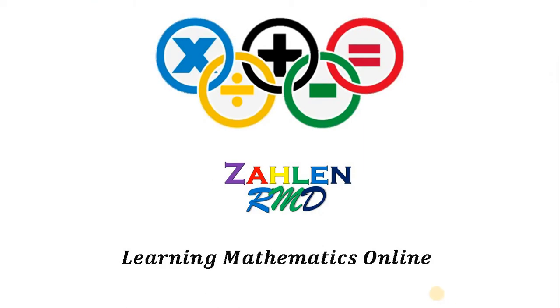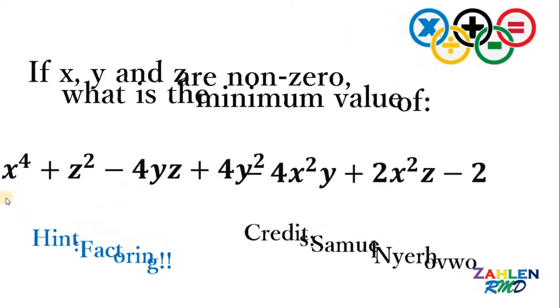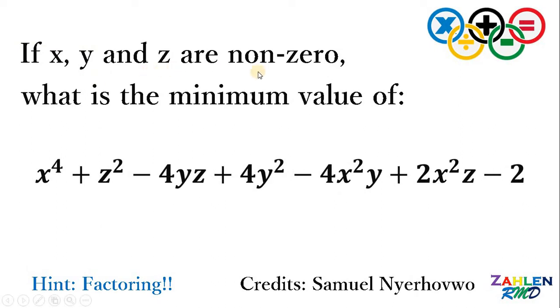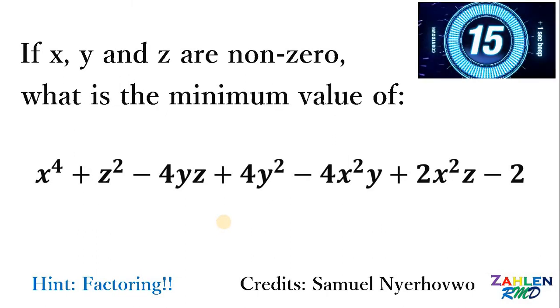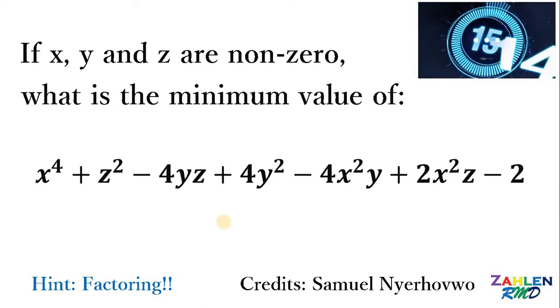And here's our question. If x, y, and z are non-zero, what is the minimum value of the expression x to the fourth plus z squared minus 4yz plus 4y squared minus 4x squared y plus 2x squared z minus 2? Now, if you want to try this problem, just pause this video and we have 15 seconds to do that. Timer starts now.